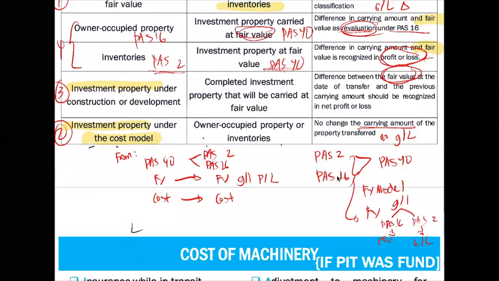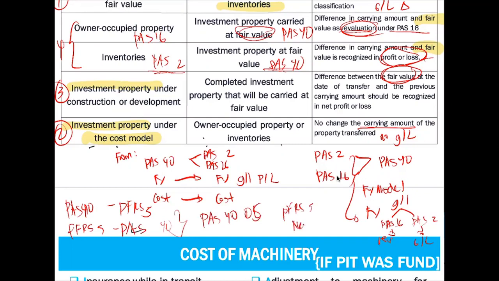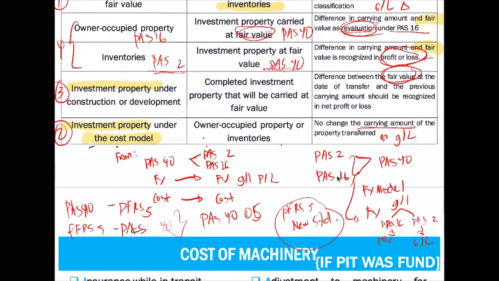Sir, bakit walang from PAS 40 to PFRS 5? Or from PFRS 5 to PAS 40. Wala pa yan guys kasi PAS 40 is an old standard. PAS 40 is an old standard. PFRS 5 is a new standard. So hindi niya pa nasakop yung PFRS 5. Kaya wala tayong transfers from PAS 40 to PFRS 5 or PFRS 5 to PAS 40.